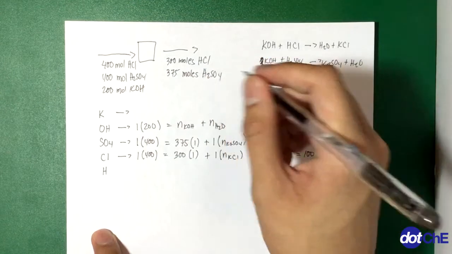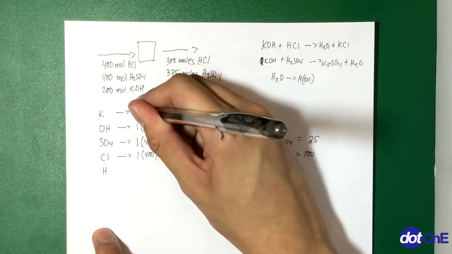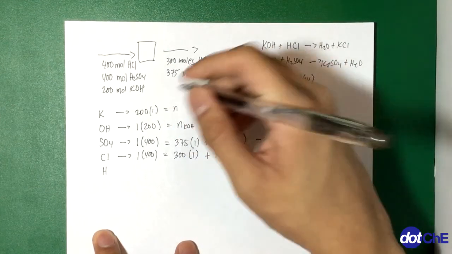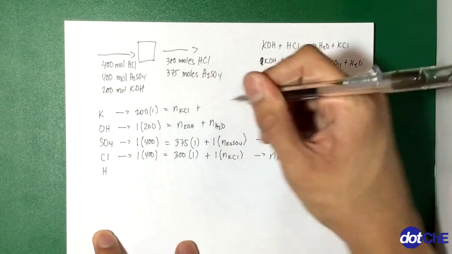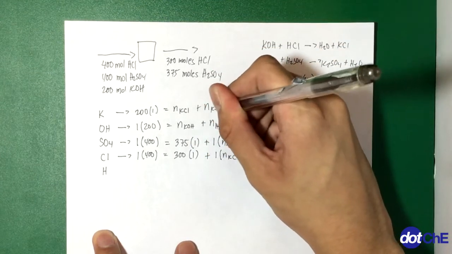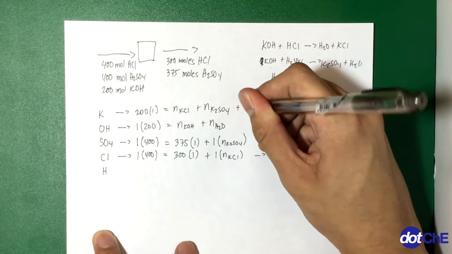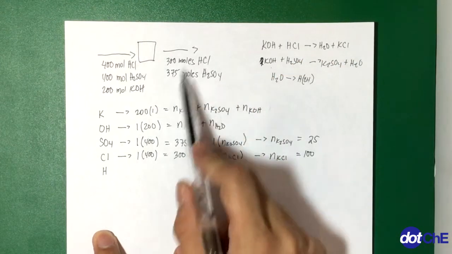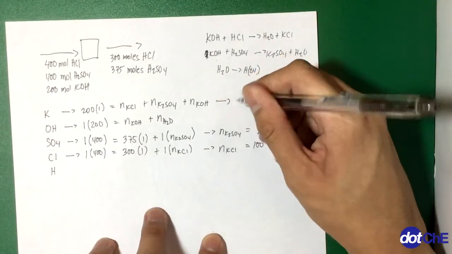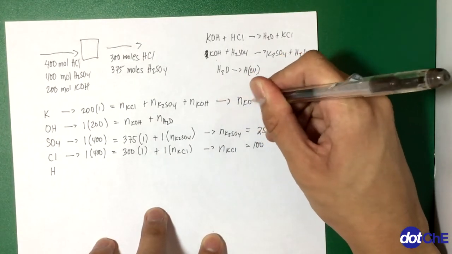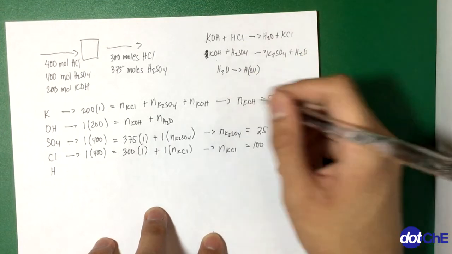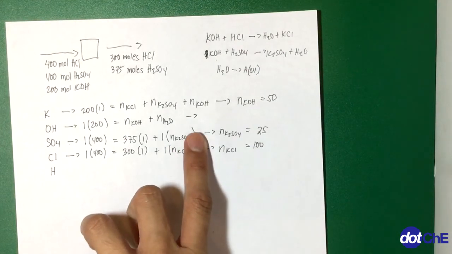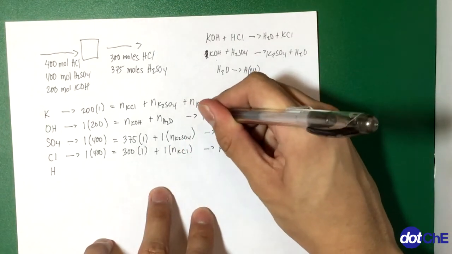Let's use the K balance. If we're going to use the K balance, that's 200 multiplied by 1 is equal to NKCl plus NK2SO4 plus NKOH, because we have KOH lingering after in the product stream. After such, we could get a value for NKOH which is equal to 50. If we could get this, we could also get the value of this, which is 150.